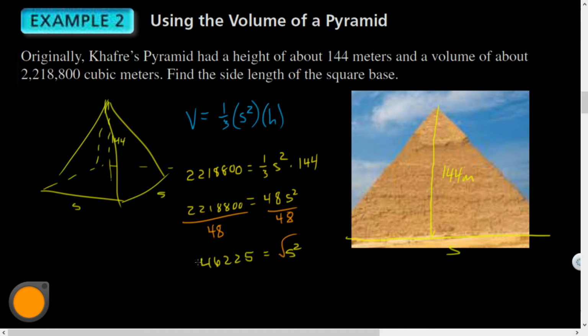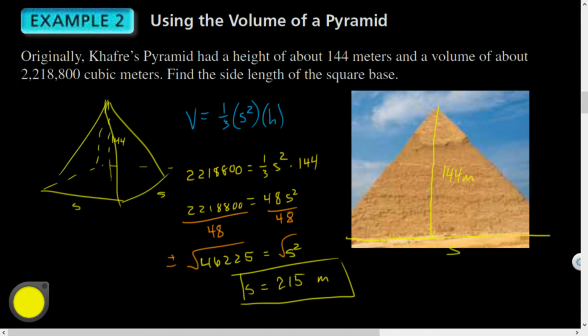Square root both sides, don't forget the plus or minus, although we won't care for the negative solution anyway. So the side length is the square root of that, and I get, yeah, 215 meters. There you go. What do you know, friends? So you can find missing dimensions like so.